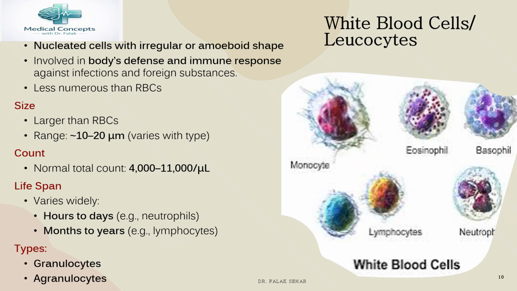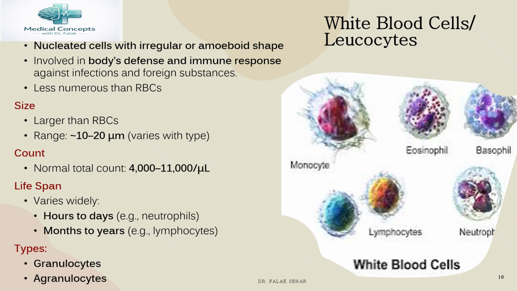Now coming to white blood cells. White blood cells are also known as leukocytes. Leuko word is for white and cyte word is for cells. These cells are nucleated with irregular or amoeboid shape. They are mostly involved in the body's defense system and immune response against infection and foreign substances. They are less numerous than red blood cells, and in size they are larger than the red blood cells, with a range of approximately 10 to 20 micrometers.